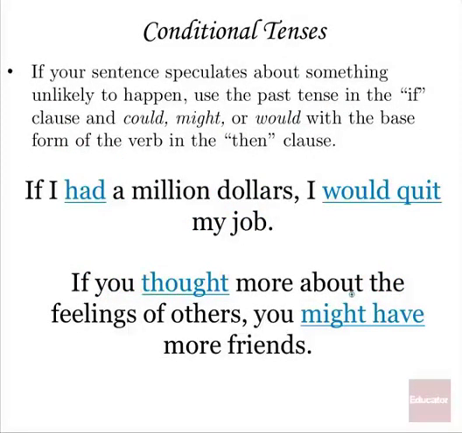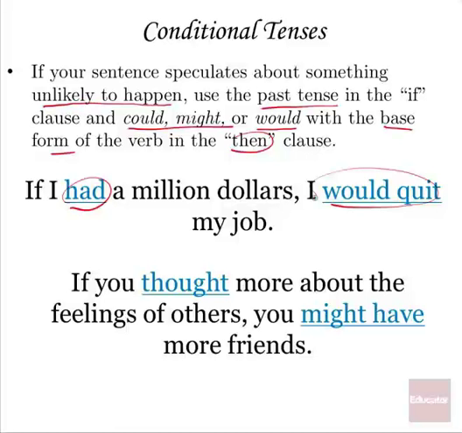Now, if your sentence speculates about something that is unlikely to happen, use the past tense in the if clause and could, might, or would with the base form of the verb in the then clause. The classic example of this is, if I had $1 million. If I had $1 million, I would quit my job. Now, it's unlikely that I'm going to get $1 million, so I say I would.